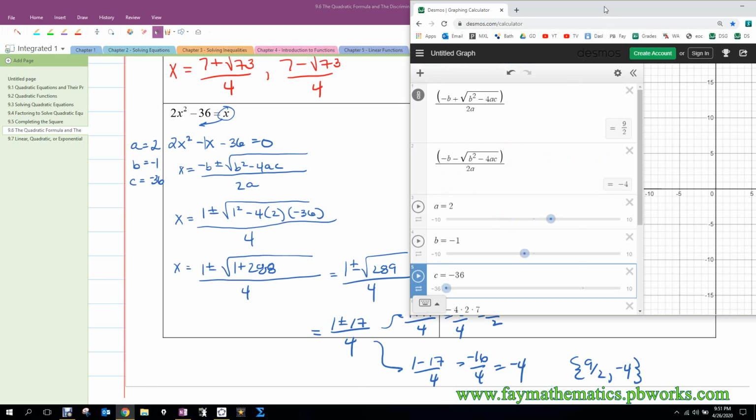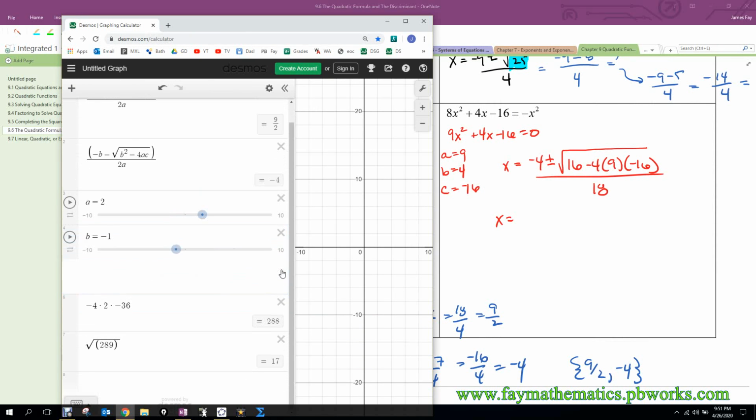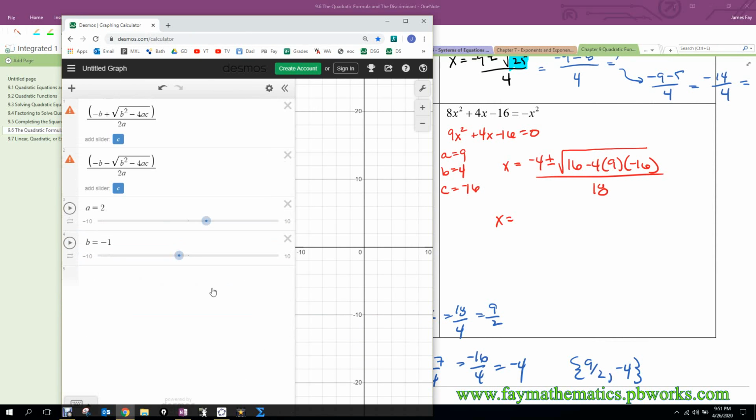All these I've been doing the multiplication and stuff like that in my head. If you want, use your calculator to your benefit. So I go 16. I'm just going to do the discriminant. 16 minus 4. Just type it in the exact same way you wrote it.